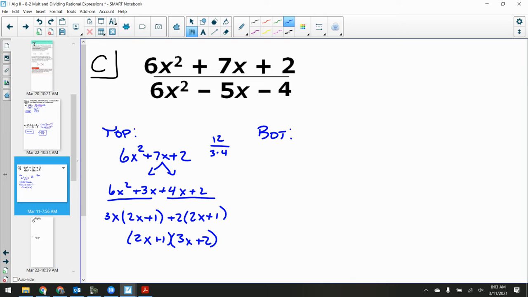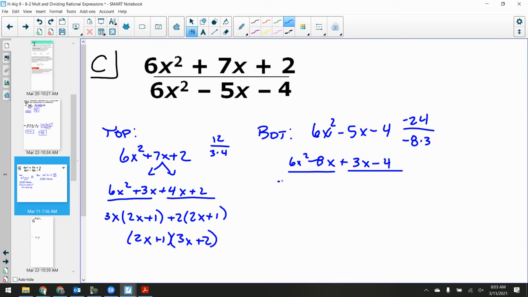I do the same thing for the denominator. I have a 6x squared minus 5x minus 4. So negative 24, factors of negative 24 that add to get to negative 5, are negative 8 and positive 3. That gives us a 6x squared minus 8x plus 3x minus 4. We factor by grouping here. Pull out a 2x, leaving a 3x minus 4. Pull out a 1, leaving a 3x minus 4. So fully factored form here is 3x minus 4, 2x plus 1.